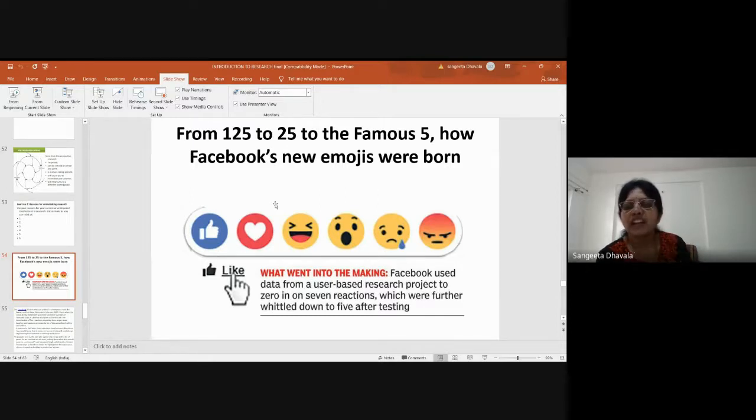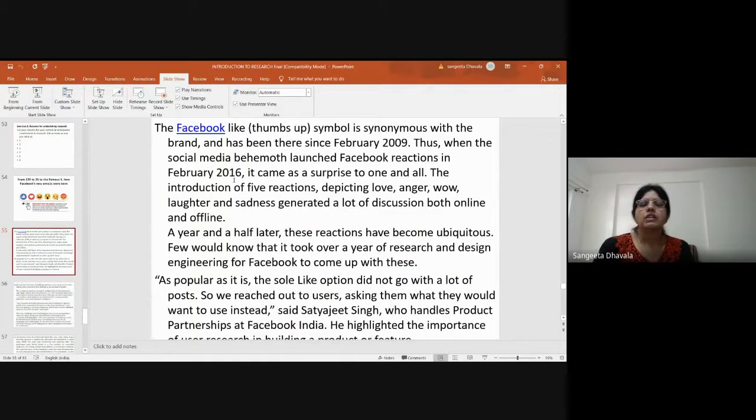Facebook used data from a user-based research project to zero in on 7 reactions, which were further whittled down to 5 after testing. So that like symbol, the thumbs up symbol, is synonymous with the brand and has been there since February 2009. So when the social media behemoth launched Facebook reactions in February 2016, it came as a surprise to one and all.